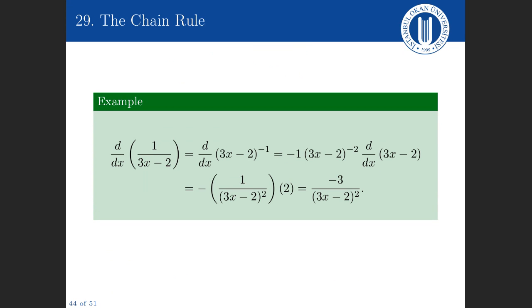Another example. Differentiate 1 over 3x minus 2. Again, we have a power function because 1 divided by 3x minus 2 is the same as 3x minus 2 to the power minus 1. We have the derivative of some function u to the power minus 1. So of course it's minus 1, u to the power minus 2, and then du dx, or minus 1, 3x minus 2 to the power minus 2, d dx of 3x minus 2. And you can check the rest of this calculation.